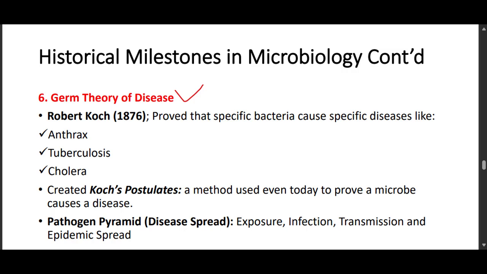diseases. Then we have something that we call the pathogen pyramid, or the spread of disease, how disease is spread. First of all, the individual or the victim may be exposed, and when they are exposed, they'll be infected, and when they are infected, we are going to have transmission, and when transmission has taken place, we have epidemic spread.